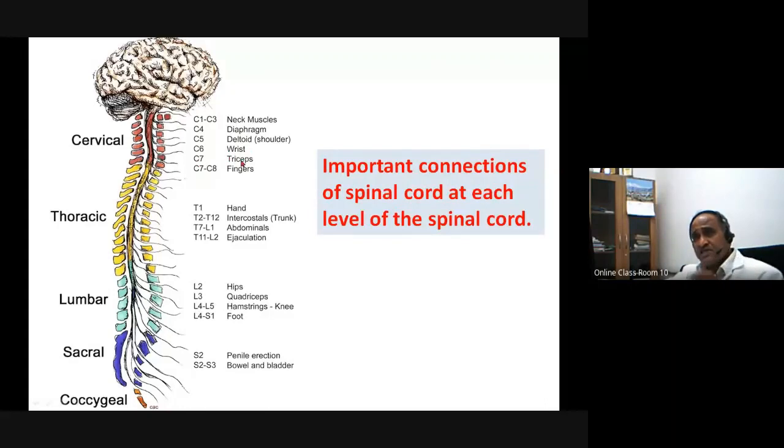a wrist muscle. C7 is the triceps, and C7 and C8 are the fingers or the hand. Then comes T1, the hand. T2 to T12 are the intercostal muscles, that's the trunk. T7 to L1 is abdominal, and T11 to L2 is the sympathetic outflow responsible for the ejaculation reflex. Then L2 governs the hips, L3 the quadriceps muscle, L4 and L5 the hamstring muscles at the knee, and L4 and S1 the foot.